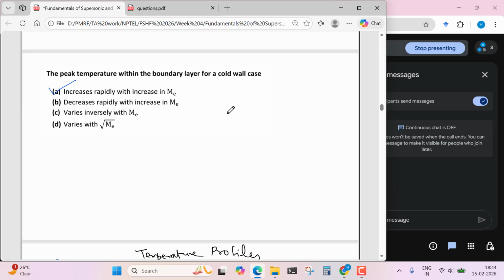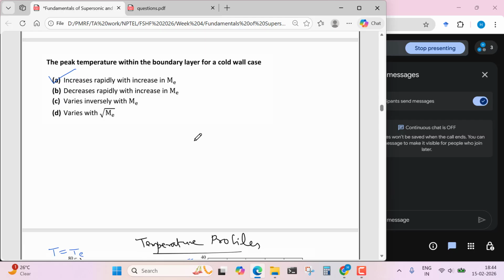The peak temperature within the boundary layer for a cold wall case: increases rapidly with increase in Mach number, decreases rapidly with increase in Mach number, varies inversely with Mach number, or varies with under root Mach number.